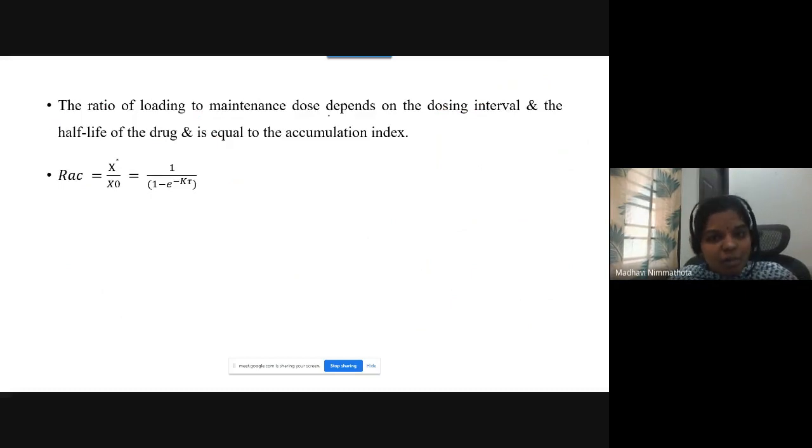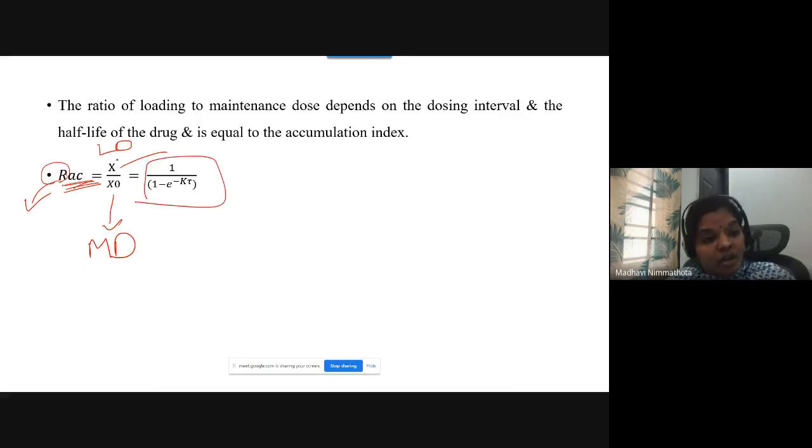The ratio of loading to maintenance dose depends on the dosing interval and the half-life of the drug, and is equal to the accumulation index. RAC is nothing but the accumulation index ratio. R stands for ratio, AC is accumulation index. X star is nothing but the loading dose. X naught is nothing but your maintenance dose. That is 1 by 1 minus e to the power of minus k tau. If you do not remember this equation, at least you can write RAC is equal to loading dose by maintenance dose, or X star by X naught.